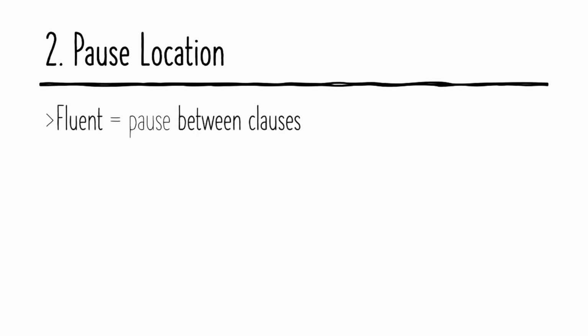The next measure is pause location. We often pause while we are speaking. Sometimes it's to break apart ideas, and sometimes it's to plan what we want to say next. However, where you pause in your sentences has a large effect on fluency. People who are fluent pause between clauses. A sign of disfluency is to pause mid-clause.